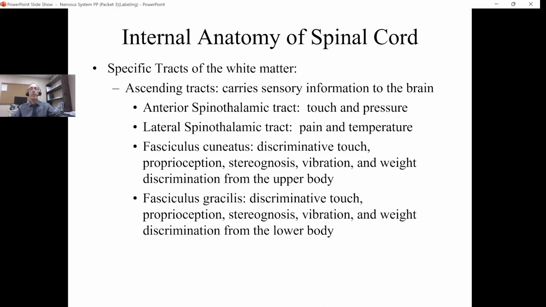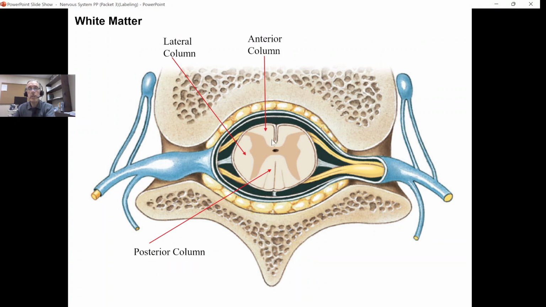So it turns out there are four different ascending tracts. Again, think of an ascending tract as a bundle of axons bringing information up to the brain. These carry sensory information to the brain. The first tract is known as the anterior spinothalamic tract. So this is what this means, guys. Anterior means it's in the anterior column. It would be somewhere in here. You don't have to know where, but just somewhere in there.